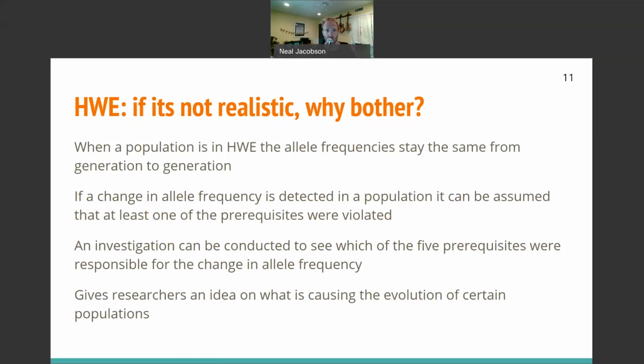Is it because people are migrating into that population? Is it because a certain allele has more adaptive value than another allele? Is it because there's non-random mating going on or sexual selection? Is it because the gene pool is really small and we've got some case of genetic drift happening? So it gives researchers something to go on, something to base their ideas on.